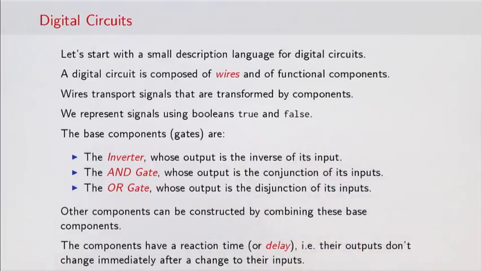The base components are also called gates, and they are the inverter, whose output is the inverse of its input, the AND gate, that forms the conjunction of its two inputs, and the OR gate that forms the disjunction of its two inputs. From these basic components, we can construct others by combining them using wires to connect them. Another thing that's important is that the components have a reaction time, that's called delay. That means their outputs don't change immediately after a change to their inputs. There's a delay until that change takes place.